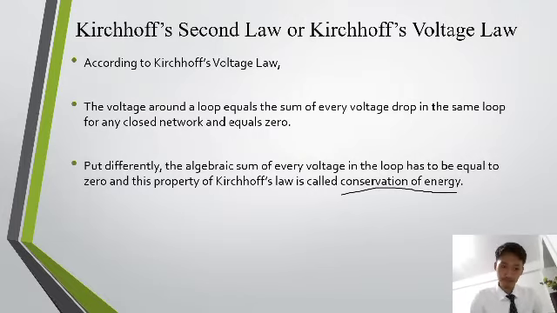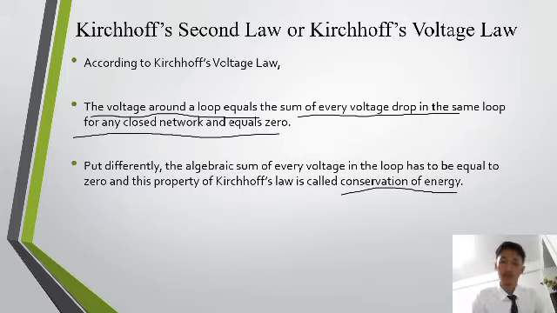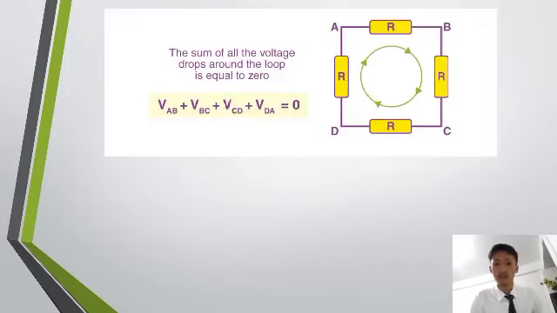Now see, it simply says that the voltage around a loop equals the sum of the voltage drops in the same loop for any closed network, and equals 0. For further understanding, I'll refer to this diagram. You see, this is a loop, okay? So this is basically the law in simple words.